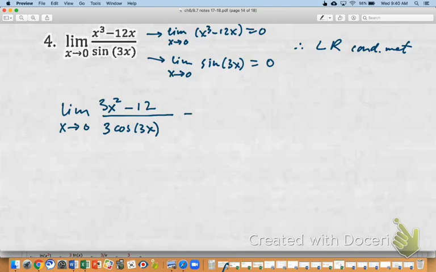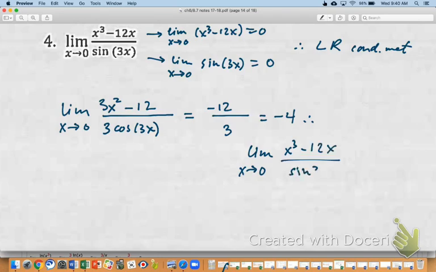So I can now put equals negative 12 over, what's 3 times cosine of 0? 3. So this limit ended up being negative 4. So then we'd say, therefore, our original limit as x approaches 0 of this original lovely expression also equals negative 4. You guys remembering this okay? It's been a while. Any questions?